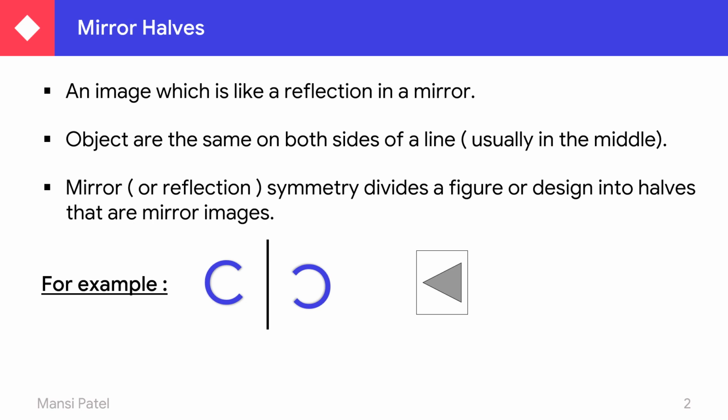Another example, this is a cutter. Then again we draw one line of mirror symmetry. Then it looks like this. You see here, both sides of this shape look the same. So this is known as mirror image.